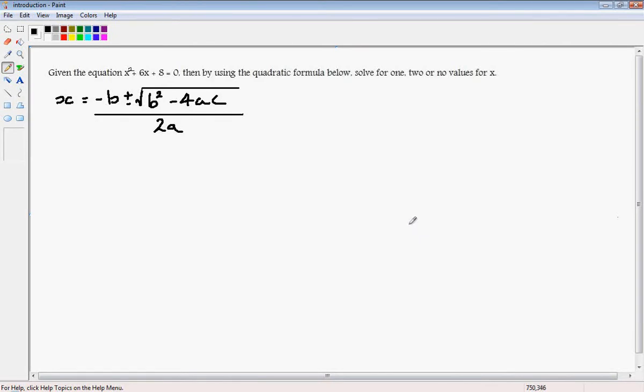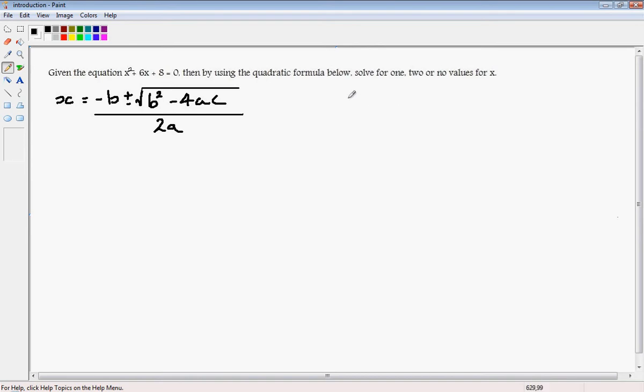Okay, so this is just a short tutorial on the quadratic equation as we've done in class, so hopefully this might jog a few memories if you've forgotten. So we have the equation x squared plus 6x plus 8 equals 0, and they want to know what the value of x is. So x can have one value, two values, or no values.